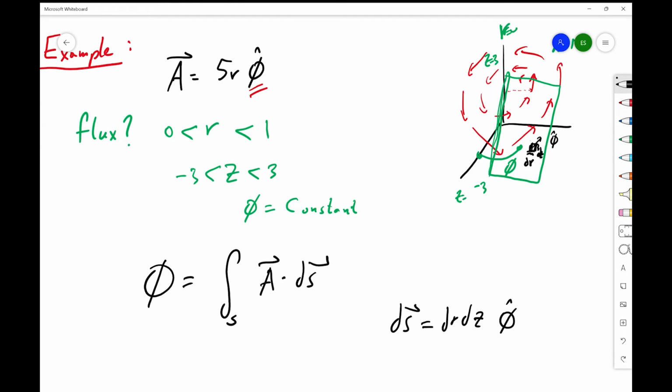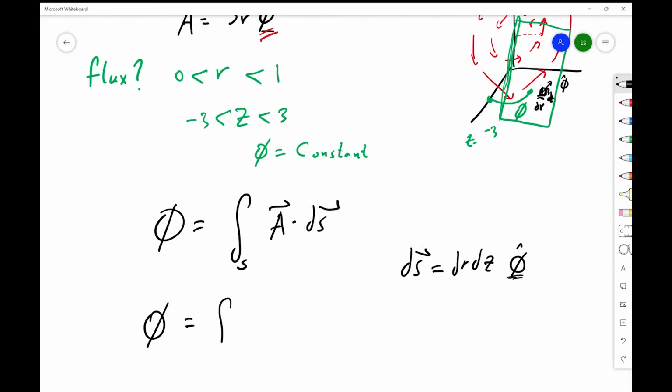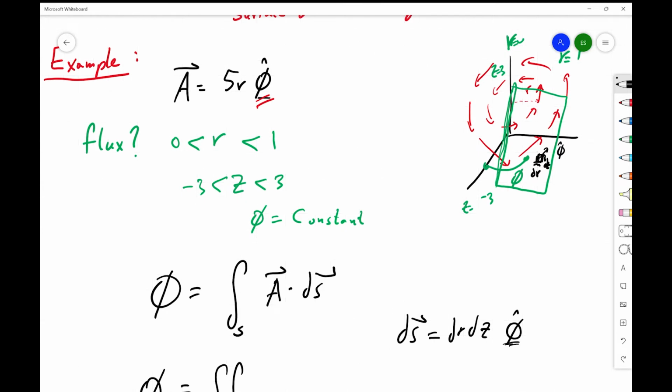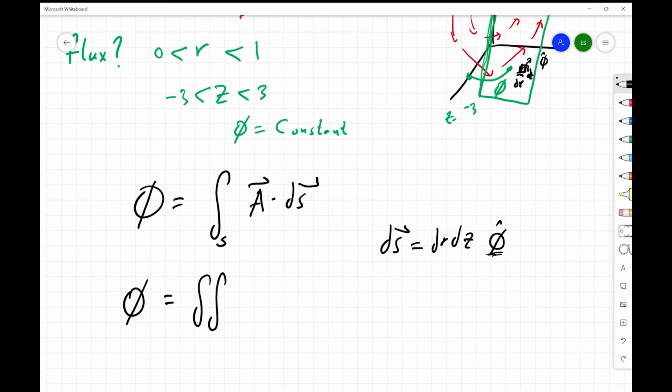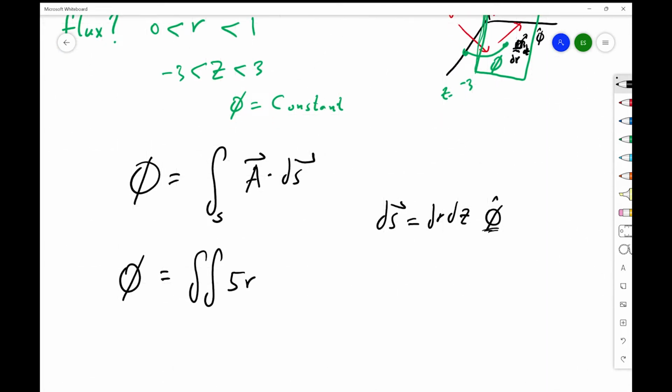This is fortuitous because phi hat dot phi hat is 1. So the surface integral, which I'm going to do as a double integral now, is 5r phi hat dot dr dz phi hat. Phi hat dot phi hat is 1, so I end up with 5r dr dz, assuming I start integration with r. So where is r going from? r is going from 0 to 1.